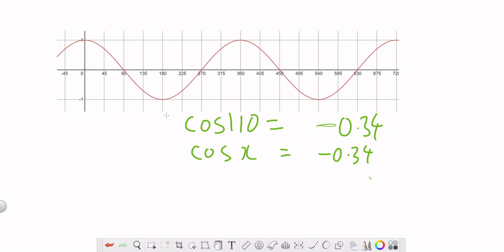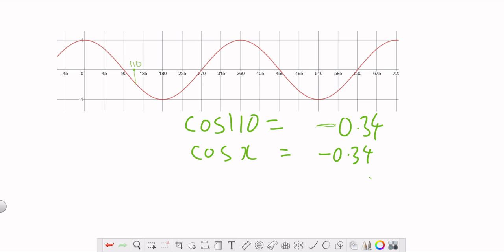So what we can do then, let's just locate 110. Where could it be roughly? Roughly, well, it's going to be after 90, isn't it? And between 135. Let's just say it's here. Let's call that 110. It doesn't need to be super accurate. It's good enough.